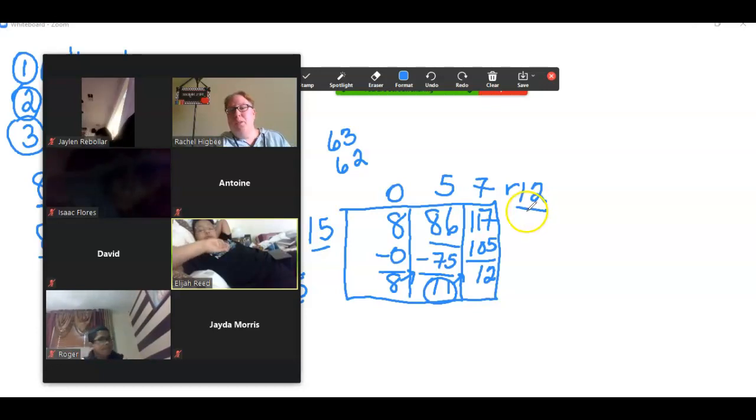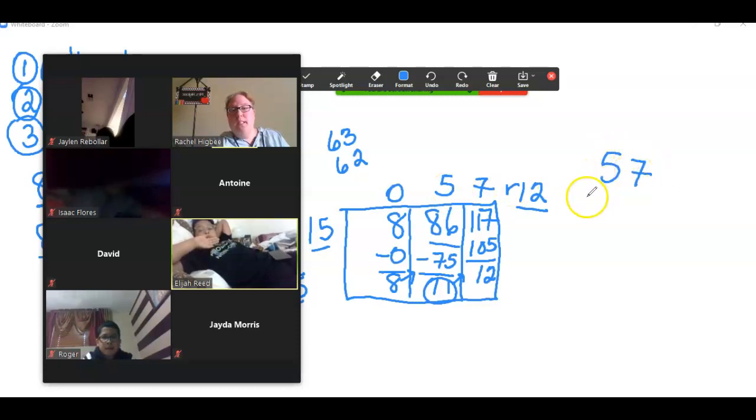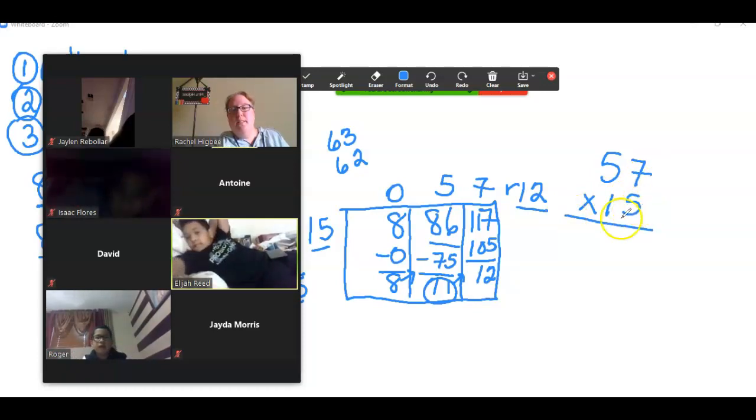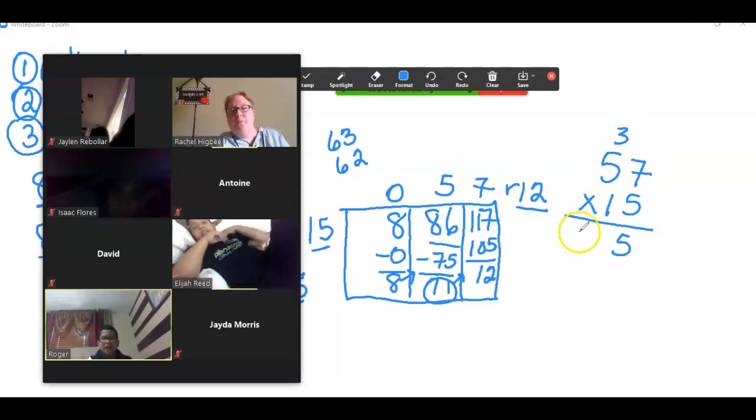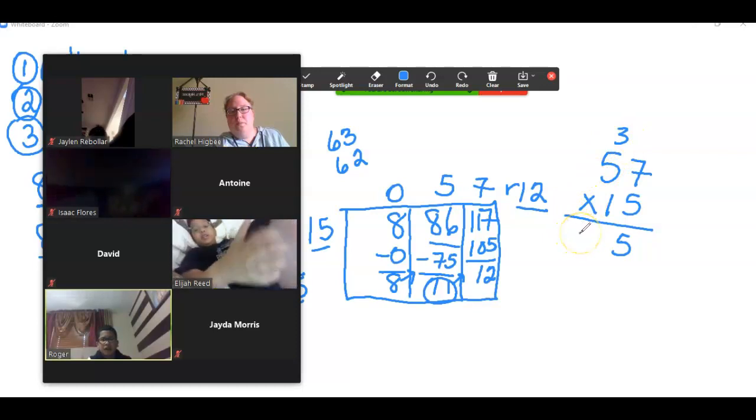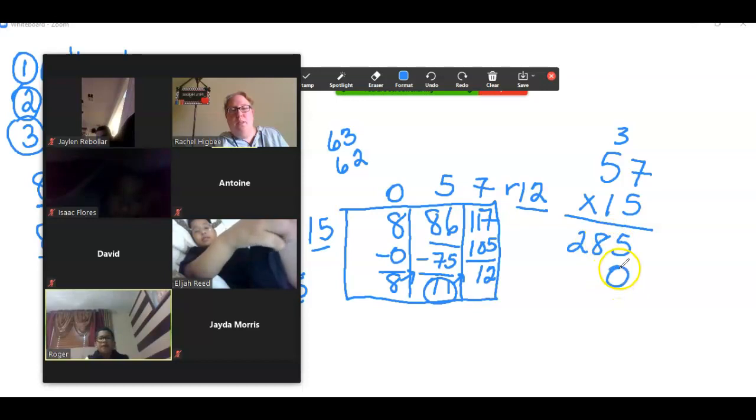Okay. All right, so then the last step is to multiply. So we're going to multiply 57 times 15. Okay, so help me out. 5 times 7? Good. 5 times 5 plus 3? 28. Okay, going down here.